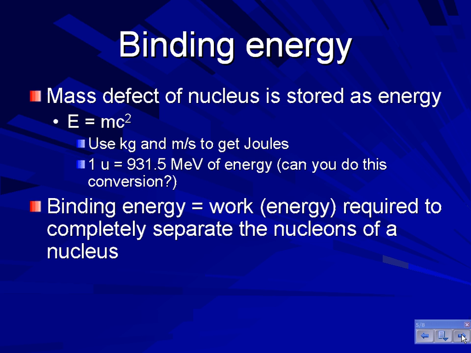So binding energy is the amount of energy holding a nucleus together, or it can also be thought of as the amount of work needed to separate the nucleons of a nucleus. That's called the binding energy. All of them? All of them. The total binding energy would be the total energy. If I looked at the total mass defect, figured out how much energy that was equivalent to, that would be how much energy it would take to completely separate out all those nucleons.